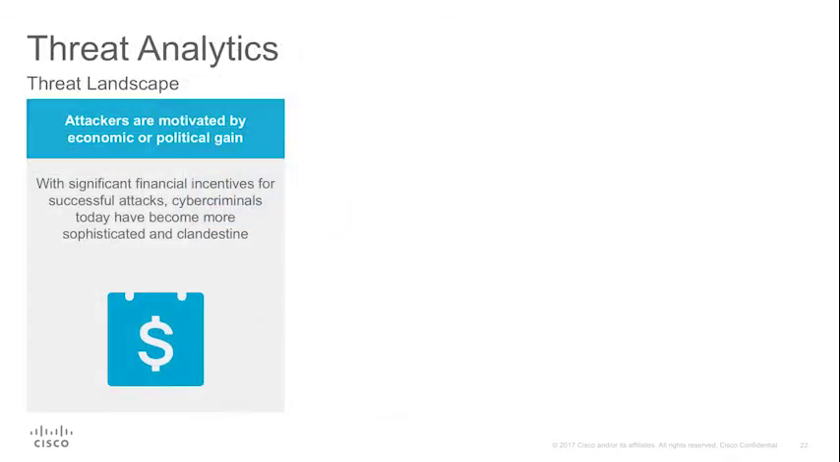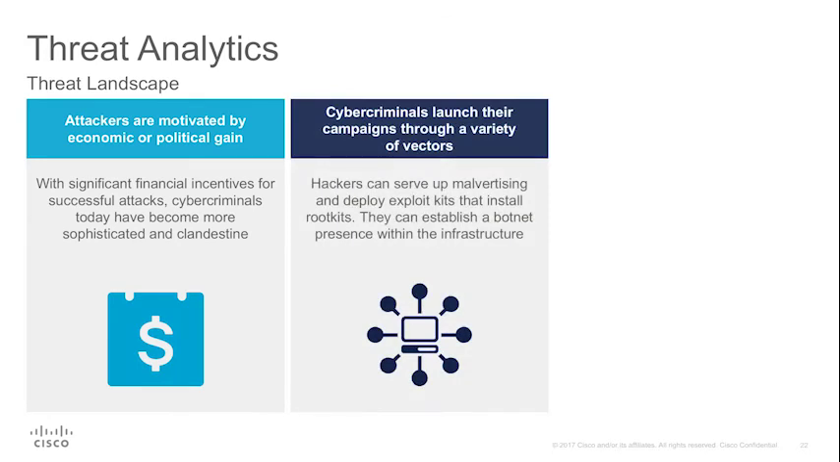Attackers are no longer motivated by notoriety, but more typically by economic or political gain. With significant financial investments for successful attacks, cybercriminals today have become more sophisticated and clandestine. Last year, 89% of breaches had a financial or espionage motive. Targeted attacks are on the rise, and cybercriminals launch their campaigns through a variety of vectors.